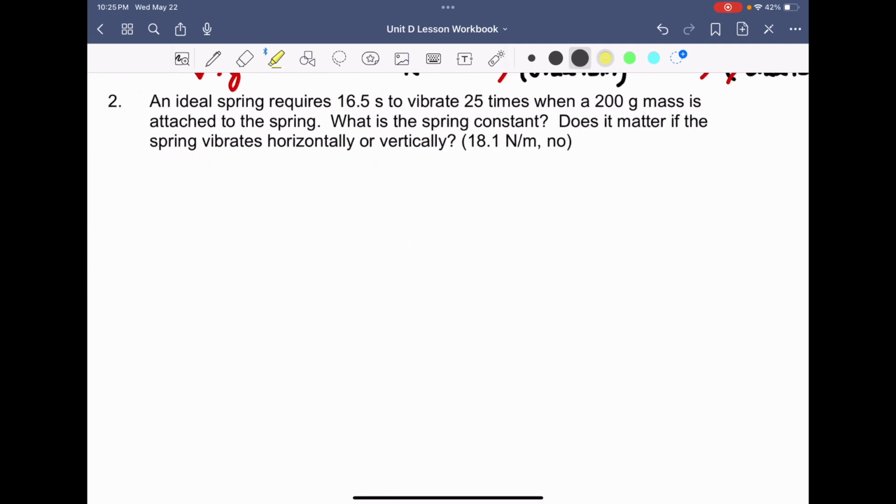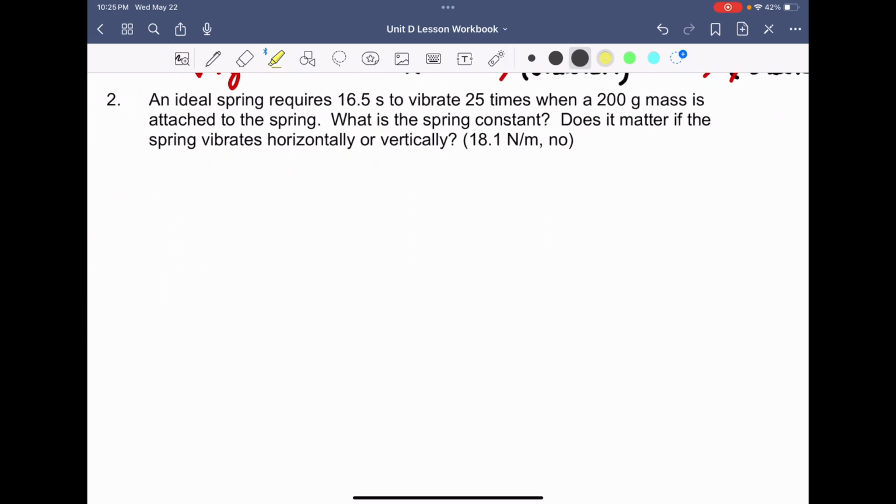So in the next problem, we have an ideal spring, aka something that ignores air resistance, friction, dampening from a hand or some sort of external thing that's touching the spring. It's left to its own devices, it's given some energy, and then it's let to oscillate or go at its own will. Now, when we look at this problem, they ask us the following. An ideal spring requires 16.5 seconds to vibrate, or what we could consider oscillate, 25 times when a 200-gram mass is attached to the spring. What is the spring constant, and does it matter if this spring vibrates horizontally or vertically for this problem?